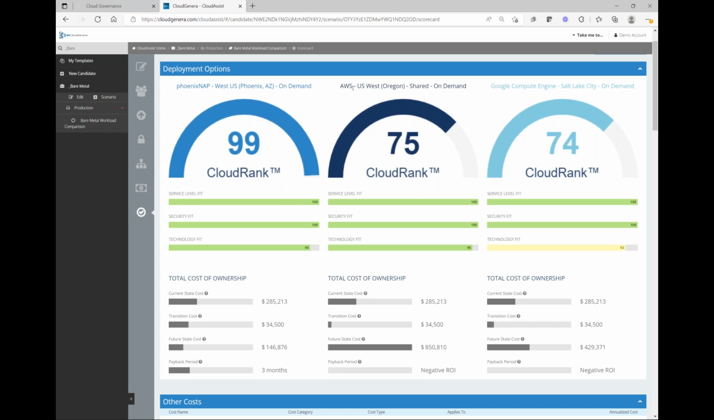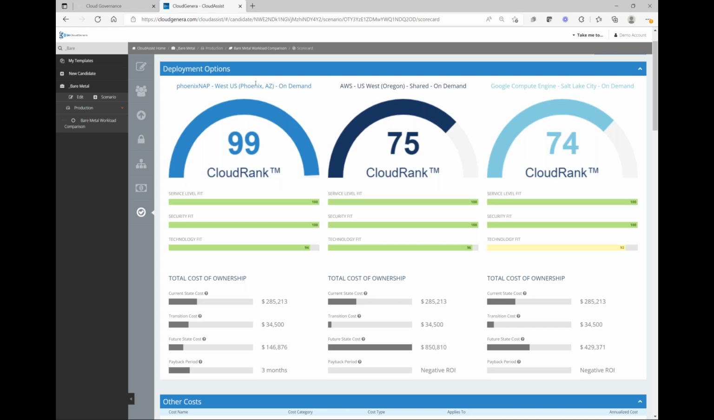Now, Amazon as a provider offers bare metal infrastructure. Google, on the other hand, doesn't currently provide this. They provide a VM-based infrastructure. And then, of course, phoenixNAP provides bare metal, virtual, as well as a cloud offering tailored for security.